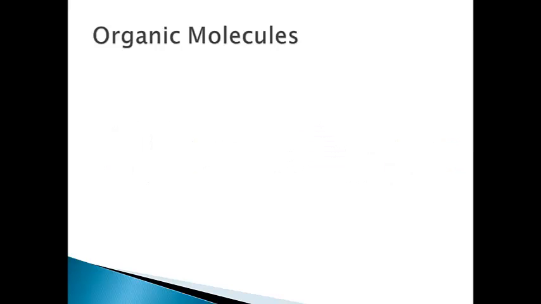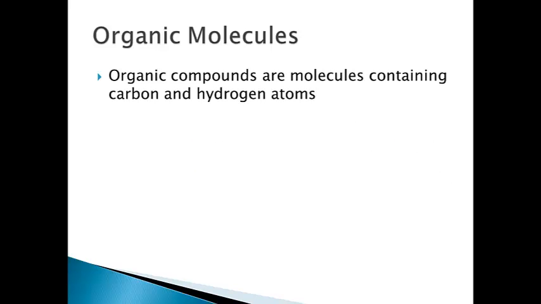Alright, so let's talk about organic molecules. Your book defines organic compounds as molecules containing carbon and hydrogen atoms. That's sort of the basic two elements that they have to have. As we talked about in the previous video, 96% of organic matter is made out of carbon, hydrogen, oxygen, and nitrogen. So you have to have at least carbon and hydrogen to get that organic compound qualification.